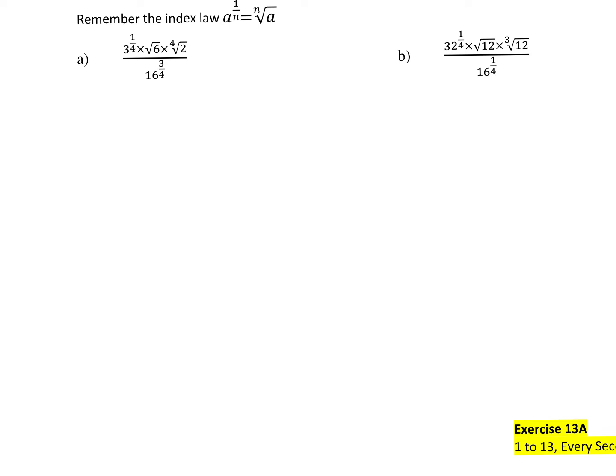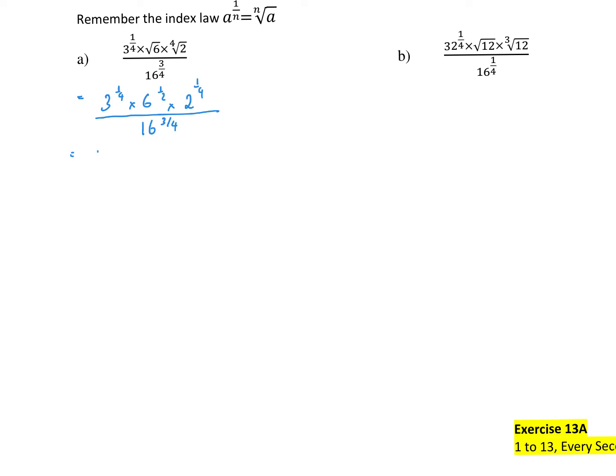Okay, so the first thing we're going to do with these is make sure that we get rid of our square root sign. So it's 3 to the power of 1/4 times 6 to the power of 1/2 times 2 to the power of 1/4 over 16 to the power of 3/4. Now what we're hoping to do when we're simplifying this is reduce the amount of bases that we're using. So you can see that we've got a 3 and a 2. I don't think we're going to do anything better than having at least 2 bases. 6 can be broken up into 2 times 3, and 16 can be broken up into 2 to the power of 4. So I think those are the bases that we're going to use.